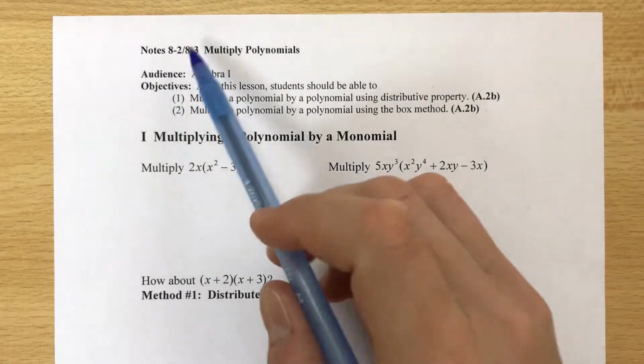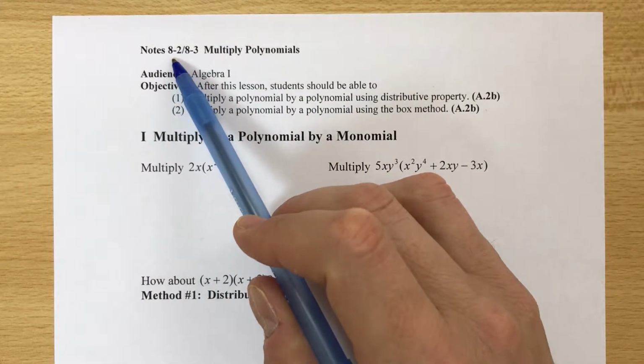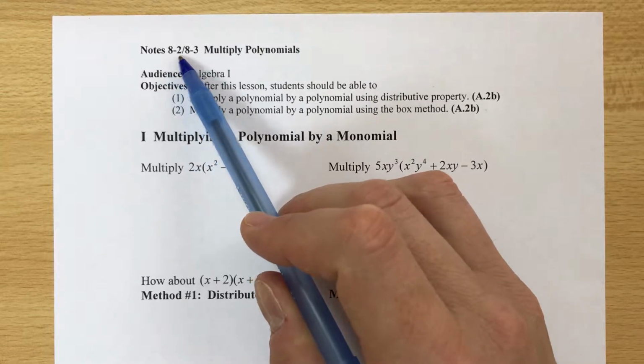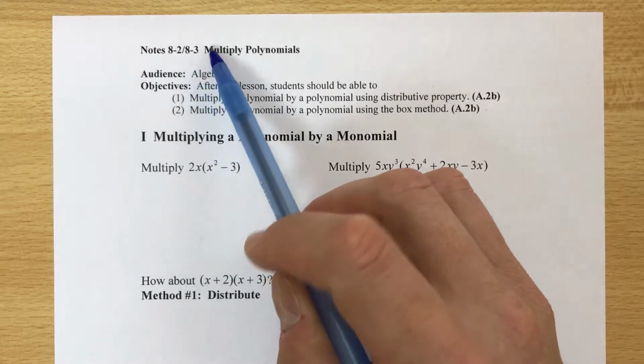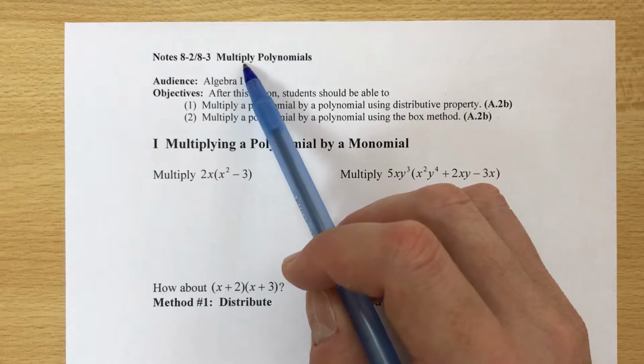Okay, Algebra 1 fans, our topic for today, this is Notes, Chapter 8, Section 2 and Section 3. This is called Multiplying Polynomials.